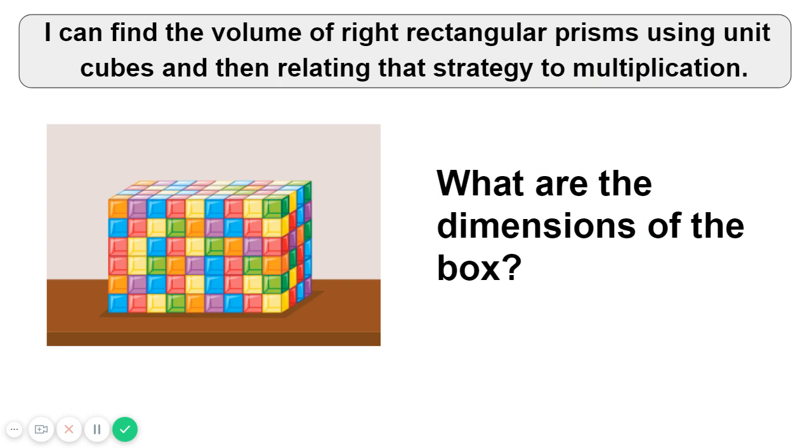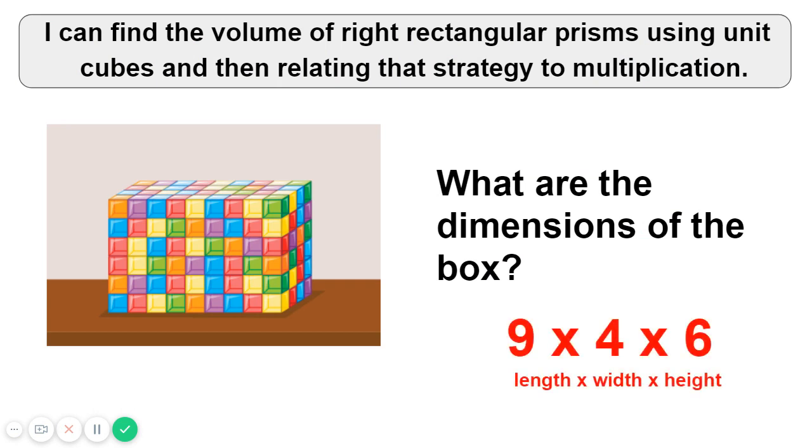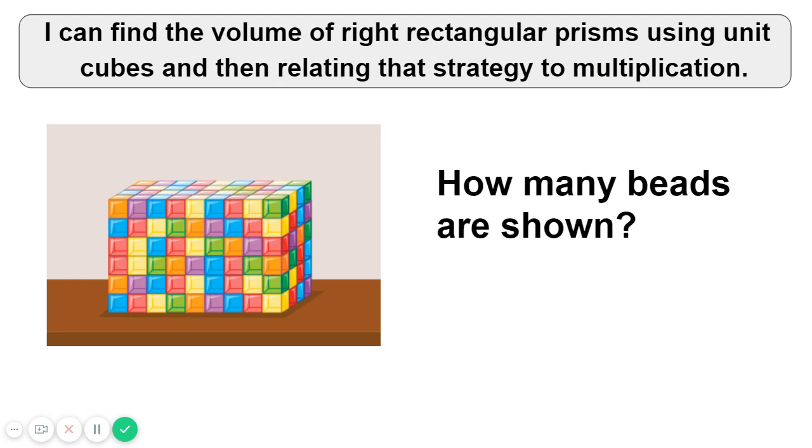So I can count the beads: 9 for my length, 4 width, and 6 height. So 9 by 4 by 6 are the dimensions of my box. So how many beads are shown? I just take those numbers and plug them into my formula. 9 times 4 times 6 is 216 beads.